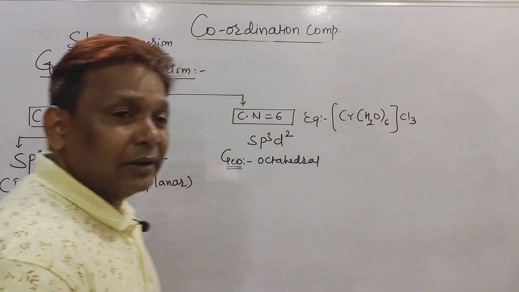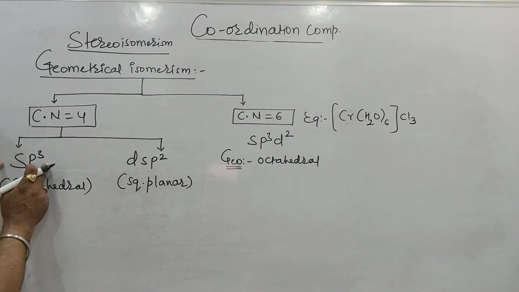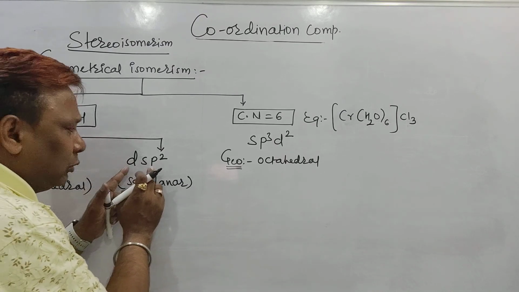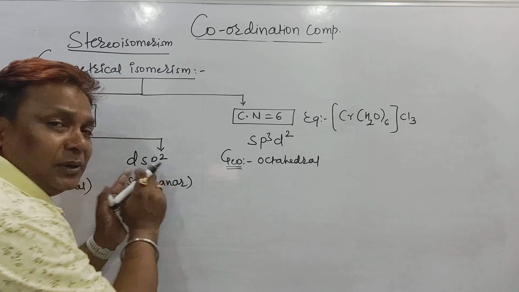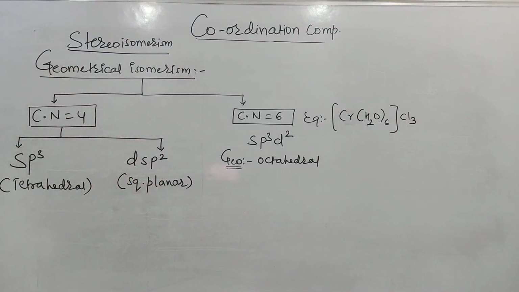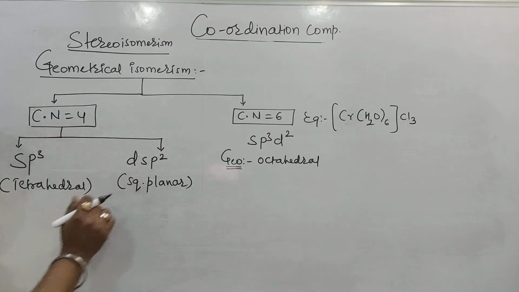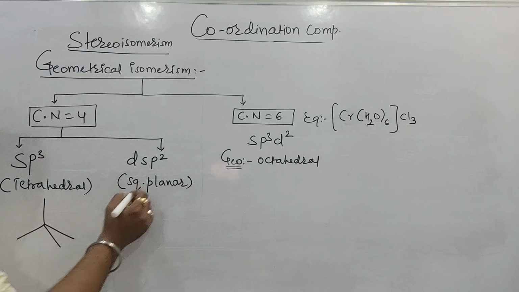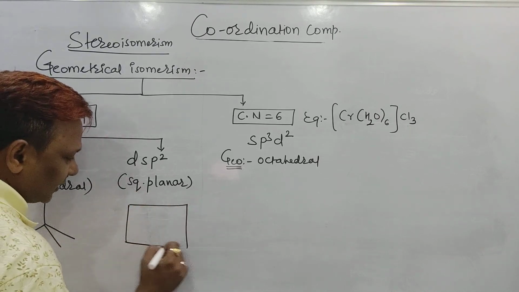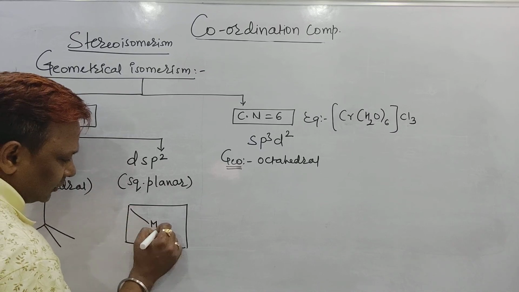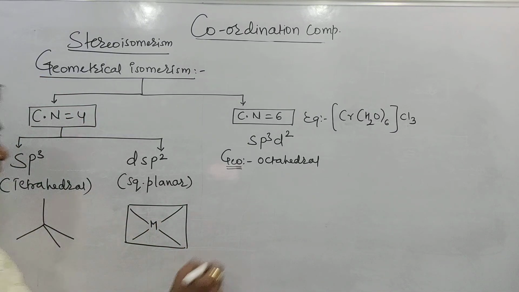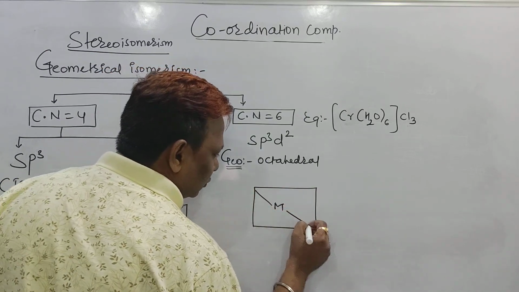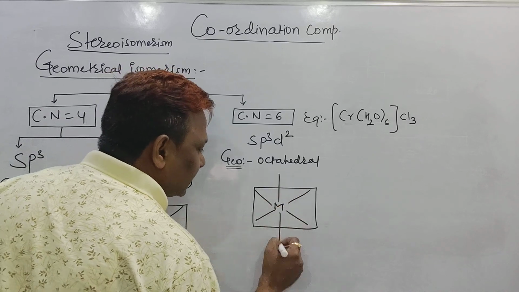Today in the class we are going to learn how to identify whether sp3 compounds will exhibit geometrical isomerism or not, and how to identify whether dsp2 complexes will have geometrical isomerism or not. The point is very simple. Tetrahedral geometry means it should be in this way. Square planar complexes should be in this way: central metal atom M, 1, 2, 3 and 4. An octahedral geometry should be in this way: central atom M, 1, 2, 3, 4, 5, 6.